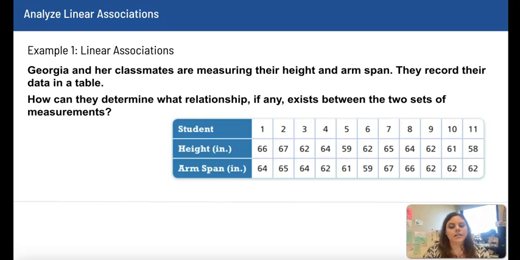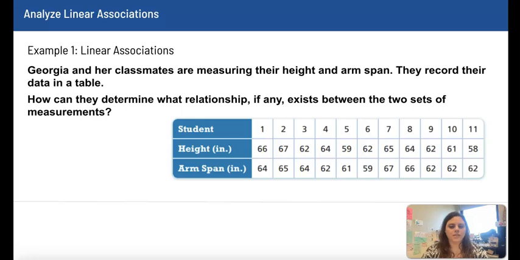Georgia and her classmates are measuring their height and arm span. They record their data in a table, so how tall they are, and then when you spread your arms out wide, how wide they can do that. How can they determine what relationship, if any, exists between the two sets of data measurements?